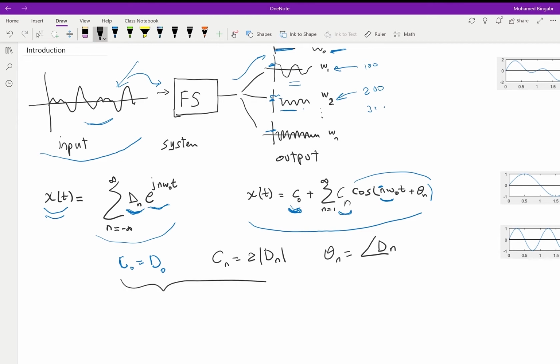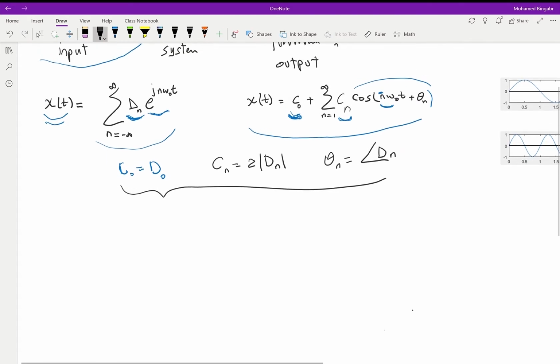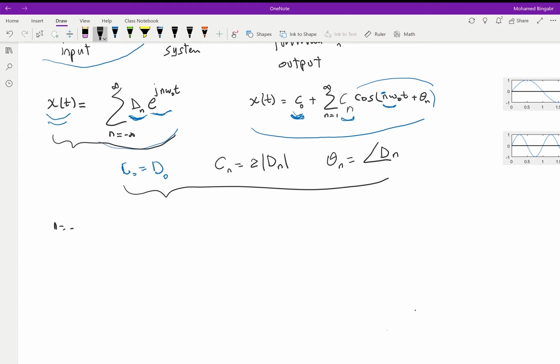If we want to know this relationship, how do we get it? What you can do is expand this exponential form. I will expand it only for n equal minus 1, 0, 1. Then x of t will be something here plus D minus 1 e to the minus j omega 0 t, plus when n is 0, that would be just D0, plus when n is 1, D1 e to the j omega 0 t, plus when n is 2, and so forth.